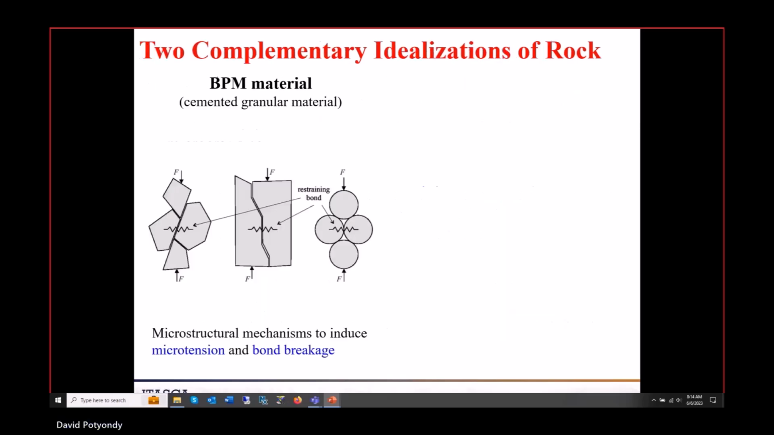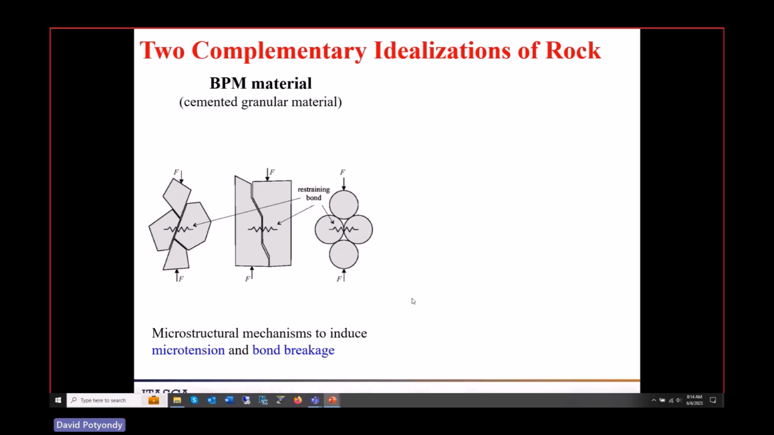All right. Now, one more high level thing here. Let's talk about two different materials. One of them is the material we've been talking about, right? Where we have a cemented granular material. And because it's a cemented granular material, it will naturally produce these tensions. So it produces microtension and then it allows for bonds to break. That's the material we've been talking about.